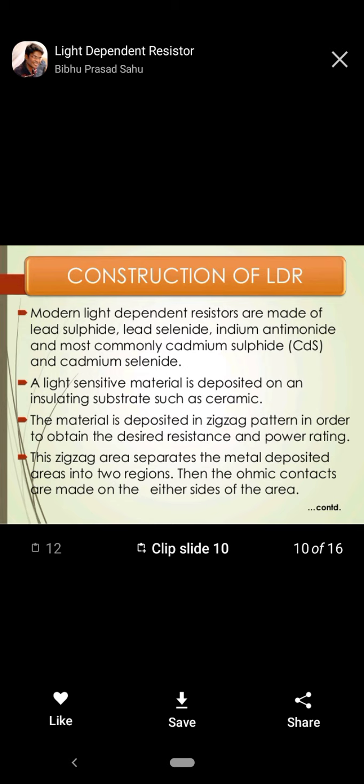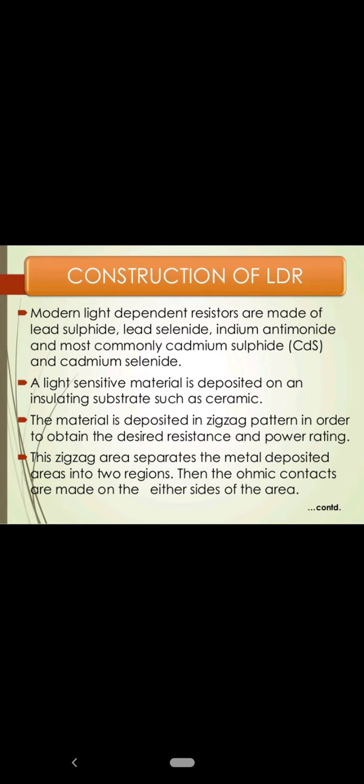A light-sensitive material is deposited on an insulating substrate such as ceramic. The material is deposited in a zigzag pattern in order to obtain the desired resistance and power rating. This zigzag area separates the metal deposited areas into two regions. Then the ohmic contacts are made on either side of the area.